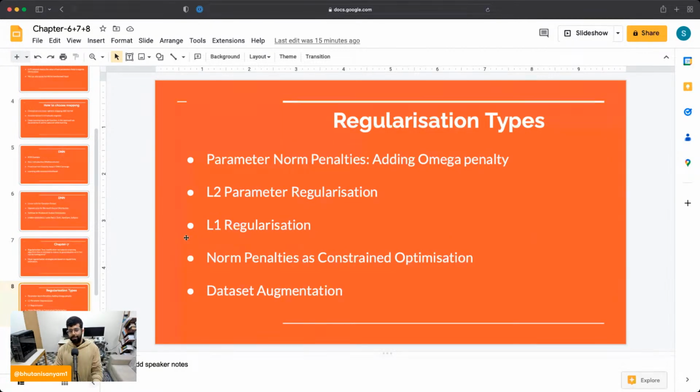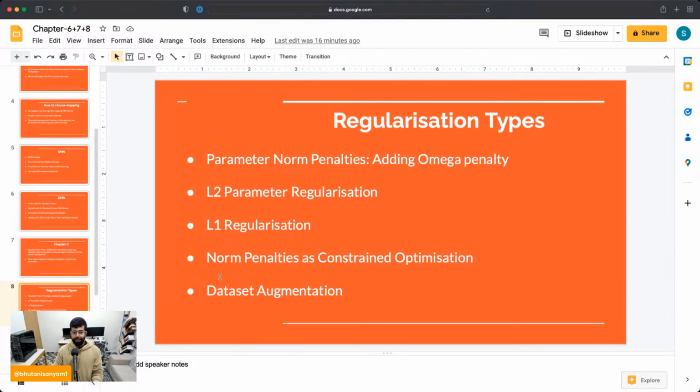The different types are parameter norm penalties. For this, you add a penalty to the equation where you're calculating the loss function, and this is denoted as omega. Omega is simple to mention, it's just like a headphone symbol. That's how I remember it. I'll point it out again later.